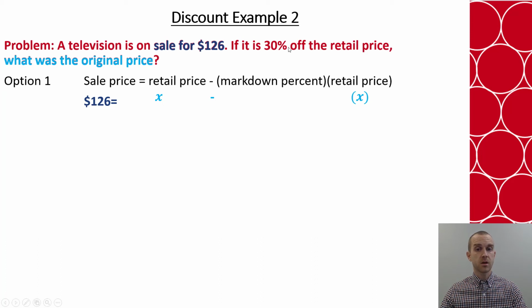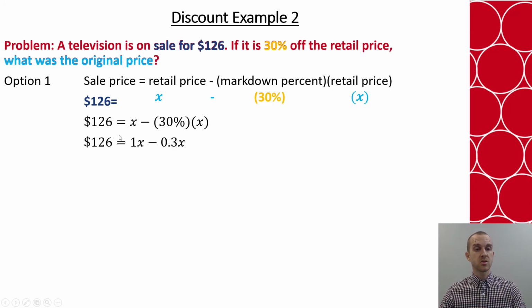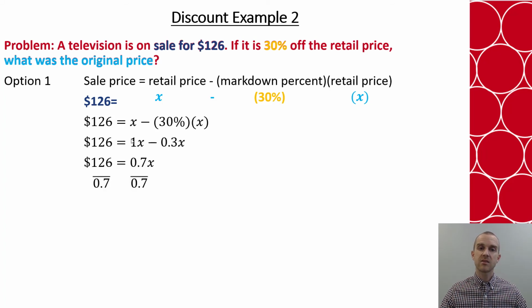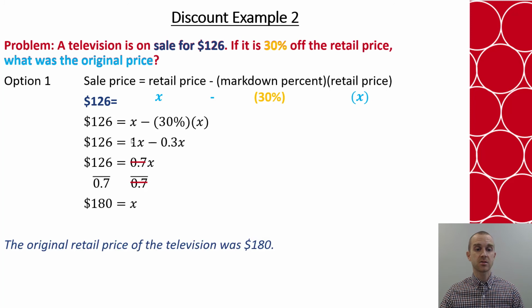The markdown percent, well, it's told 30% off. So now I have $126 equals X minus 30% of X. Well, I can't deal with that in the equation, so I change it to its decimal form. So this would be 1X minus 3/10 of X. And again, I always put that 1 there to help me remember to add and subtract it. Now, 1 minus 3/10 is 7/10, so I can divide both sides by 7/10. That's telling me that this is 70% of the original price. So my original price would have been $180, which means that the television originally cost $180 if I was to buy it at retail.